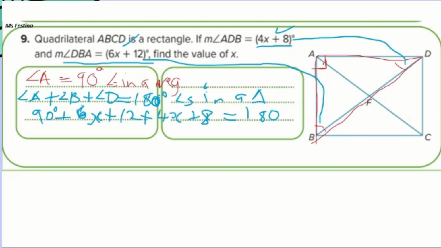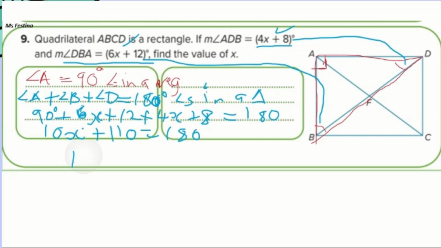So 6x plus 4x gives you 10x, plus you then add 90. Okay, so you use your calculator to add 90 plus 12 plus 8. So 90 plus 12 plus 8 will give you 110. So 10x plus 110 equals 180. Then we're going to subtract 110 on both sides.